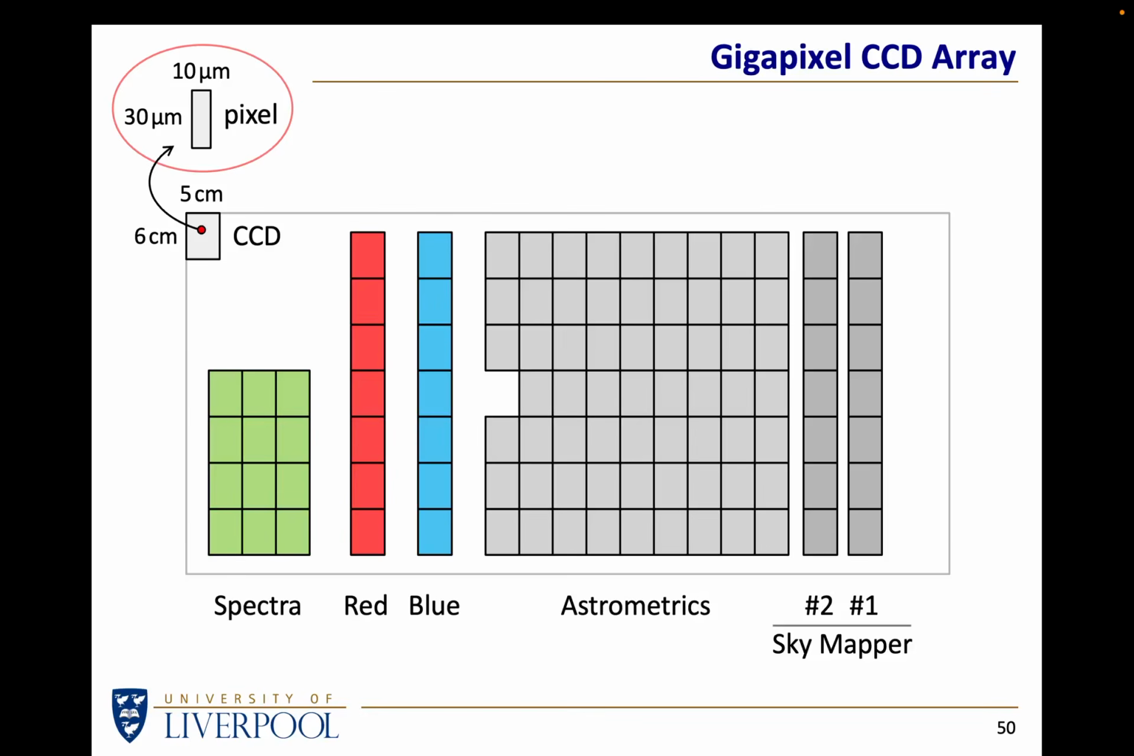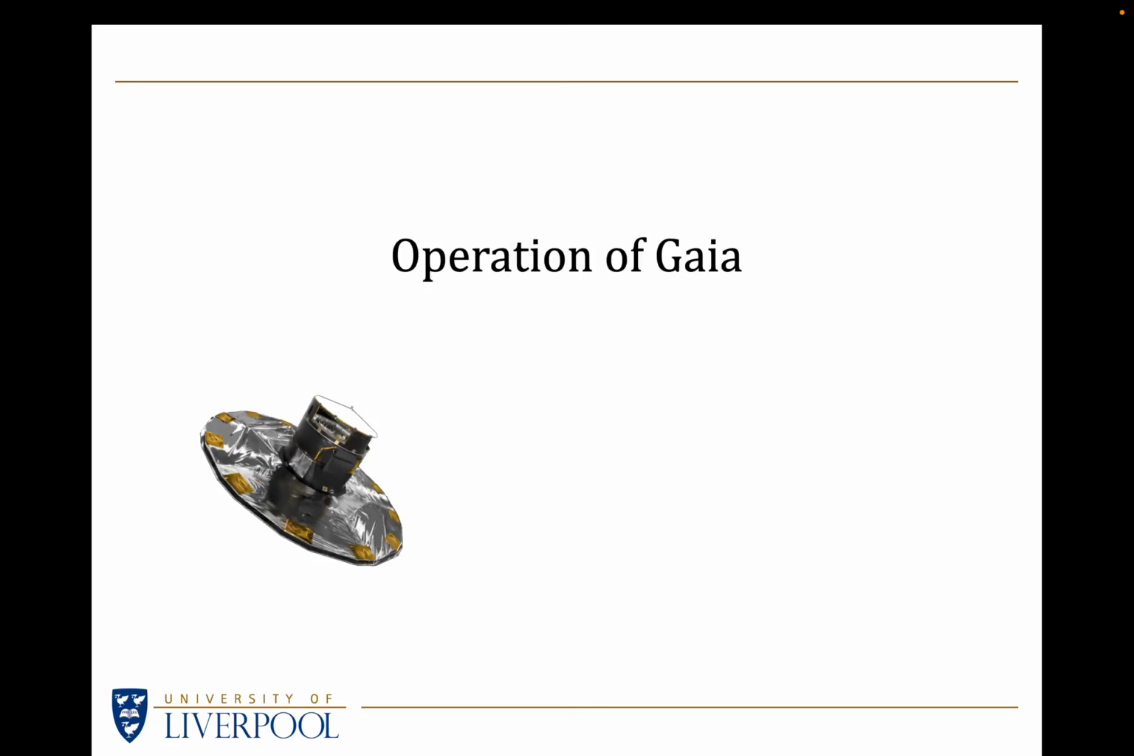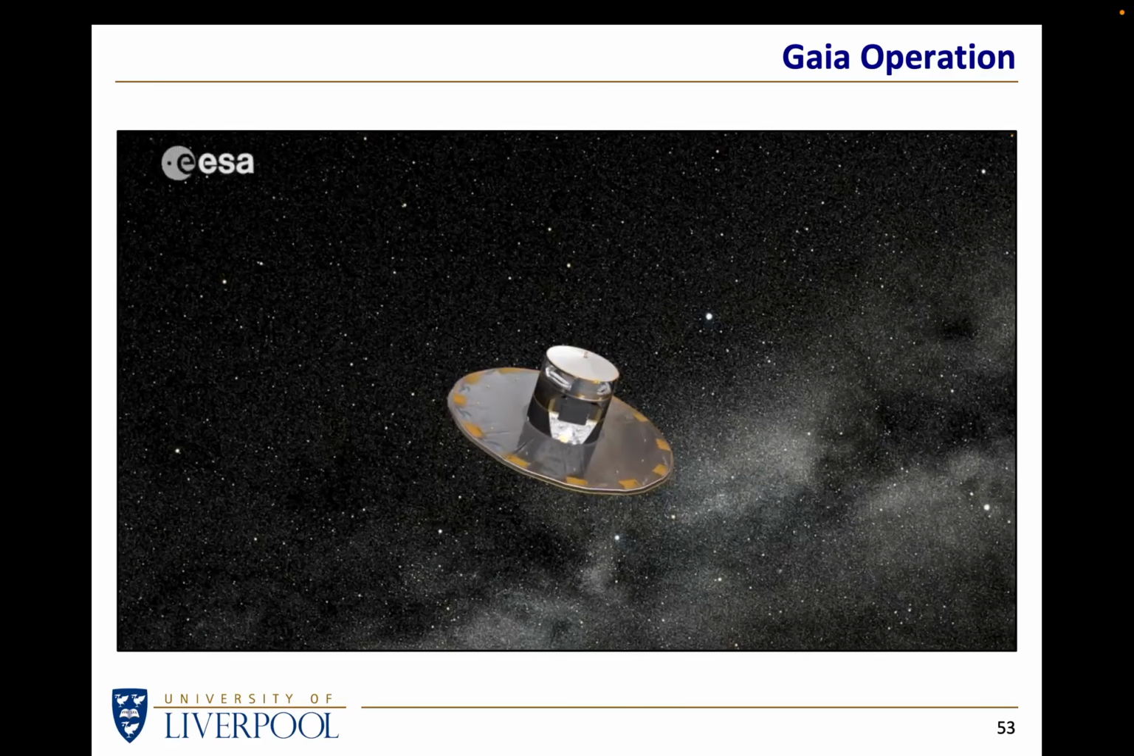So we get color information and brightness information and spectral information, as well as where the stars are in the sky. There are other chips which are there for technical reasons to make sure Gaia operates. The stars drift in that direction. It takes about 4 seconds to move across a CCD, so it takes a star about a minute to cover the entire CCD array. So let's see that in practice.